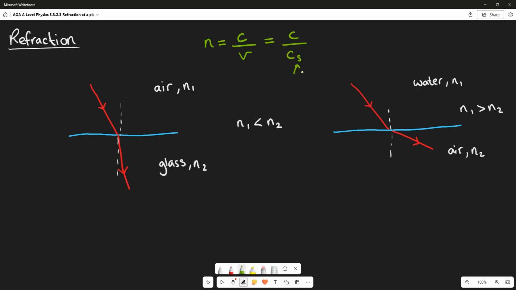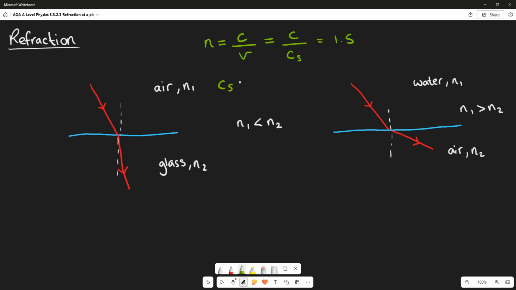You can think of the S as being the speed of light in that substance, in that material. So we know, for example, that the index of refraction of glass is 1.5, and that means we should be able to use that information to calculate the speed of light in glass. So let's have a go at that quickly.